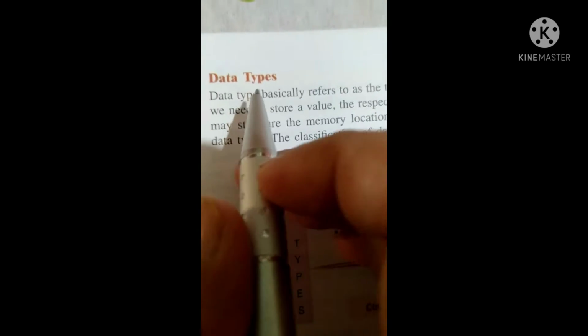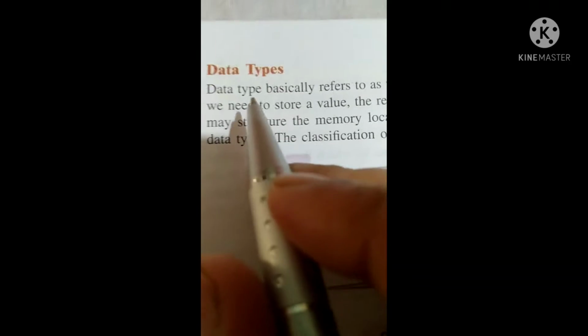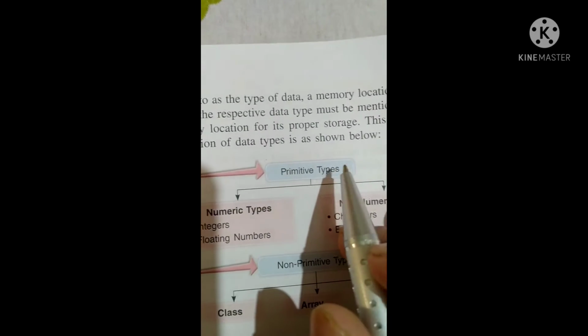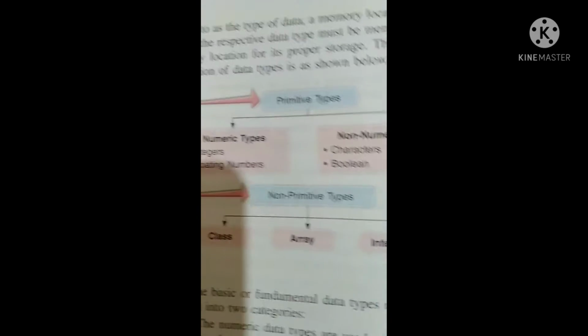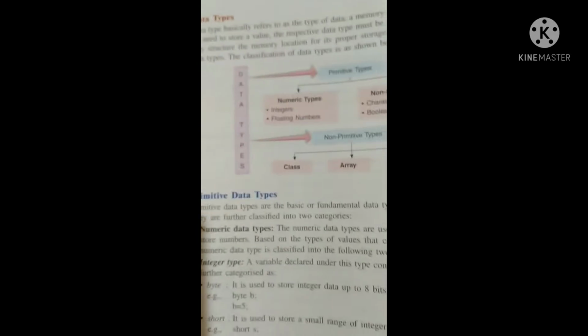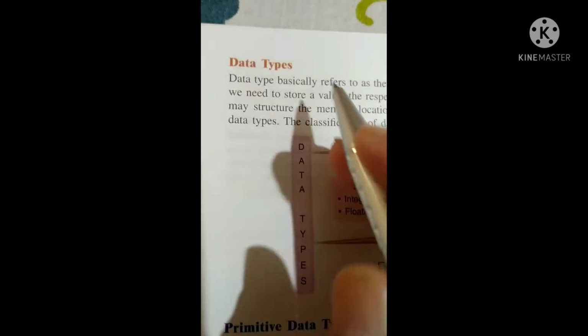Next, we have to understand data types. So what are data types? Data types basically refer to the type of data a memory location can hold. What kind of data will our memory location, our RAM, store? That we have to study in data types.